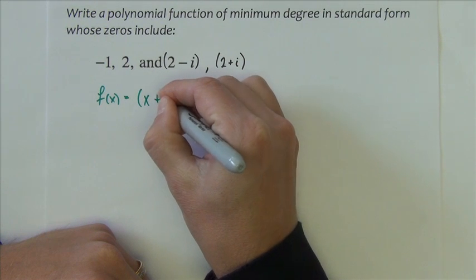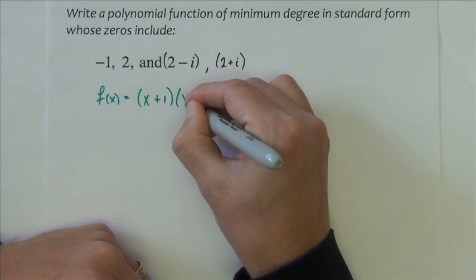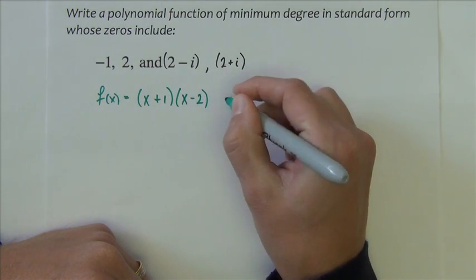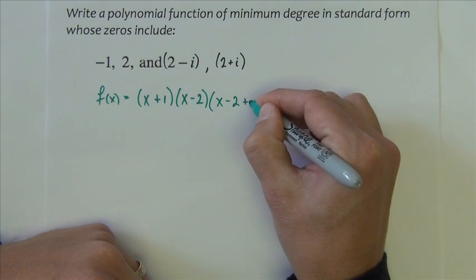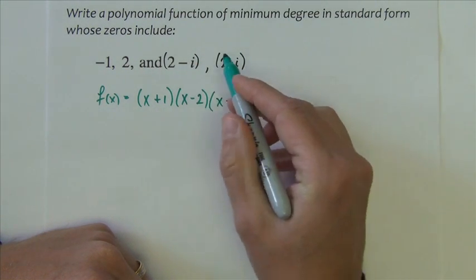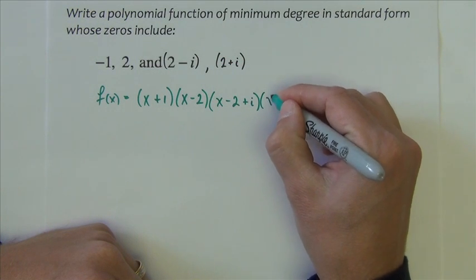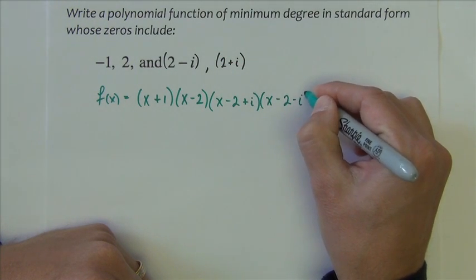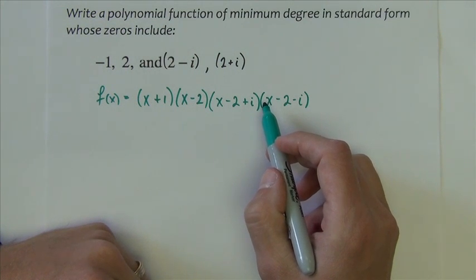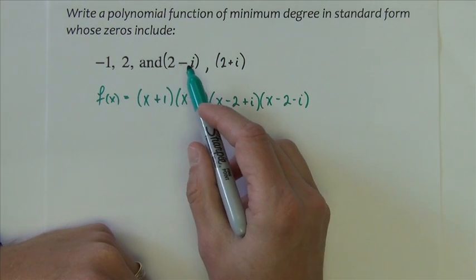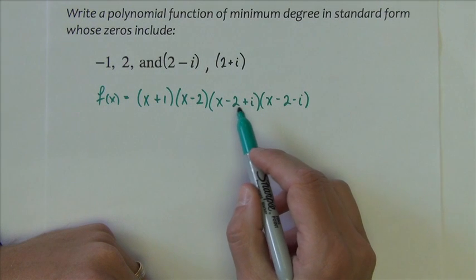-1 is an x plus 1. +2 is an x minus 2. 2 minus i is an x minus 2 plus i. And then 2 plus i is an x minus 2 minus i. Again, I'm getting these because it's just opposite sign. Okay, just like these simpler ones where it's opposite sign, or opposite signs both.